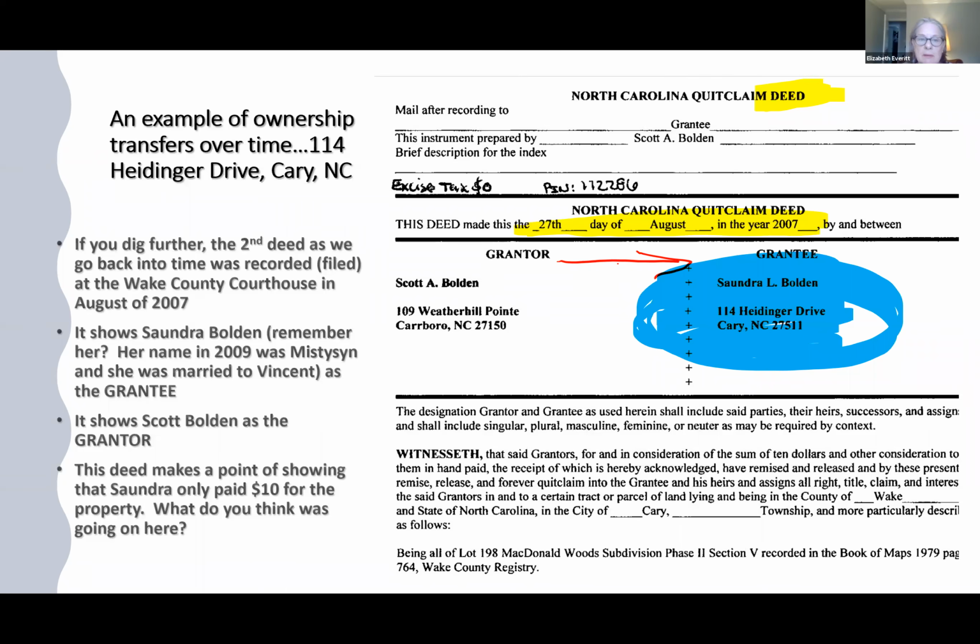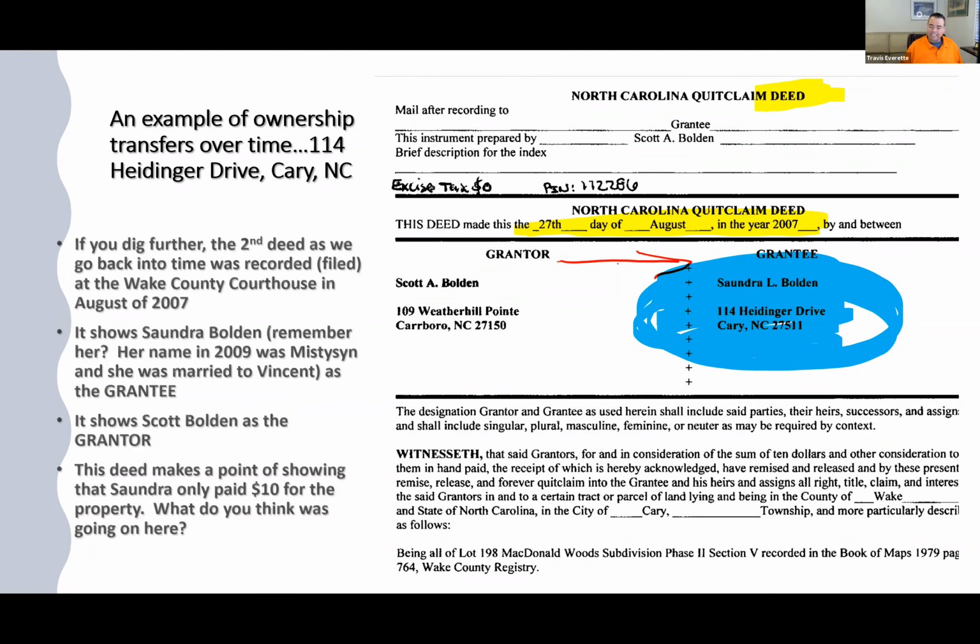Scott. Looks like she got a divorce and remarried. What do y'all want to bet was happening here? Somebody got divorced, and Mr. Scott was giving up ownership of this property because his wife, who was soon to be his ex-wife, was getting ownership of the property. Does that make sense for everybody? So previous to this, they owned the house together. Now she owns the house by herself.